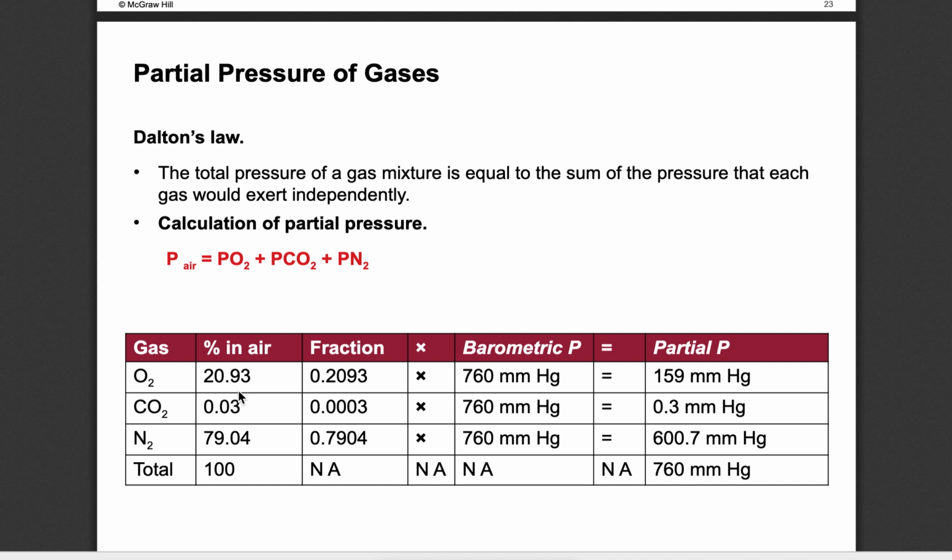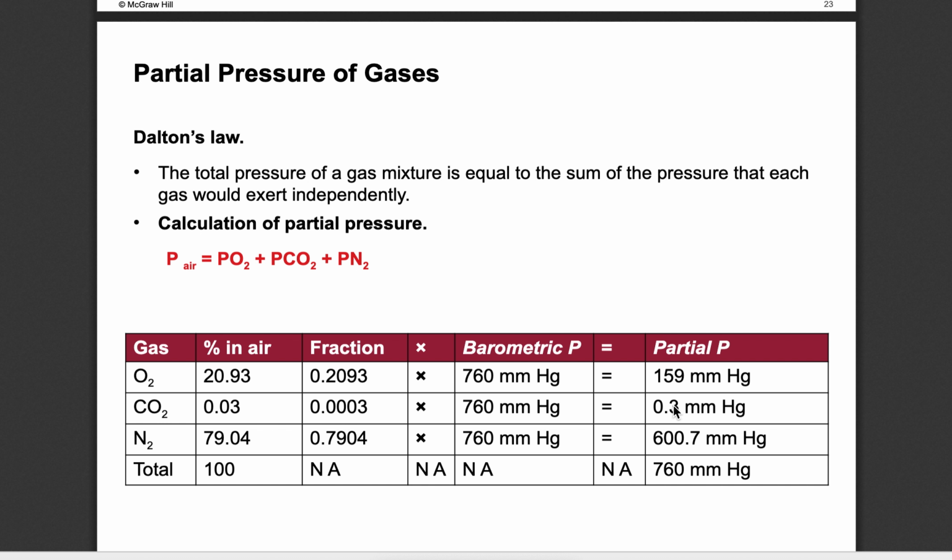So if you have 20.93% of O2 in the air and your barometric pressure is 760, that means you have a partial pressure of oxygen of 159. So that means that oxygen is trying to push into something with 159 millimeters of mercury of pressure. And those all add up together. And the reason this is important is we can start to calculate the fact that, remember, diffusion is high concentration to low concentration.